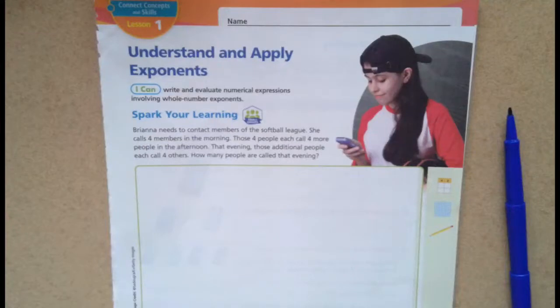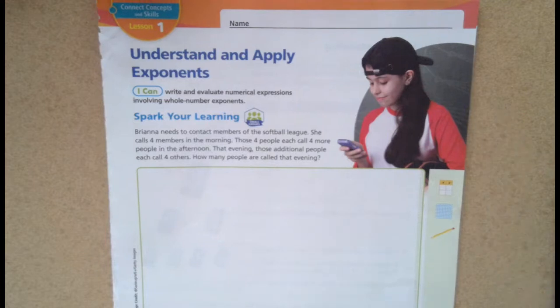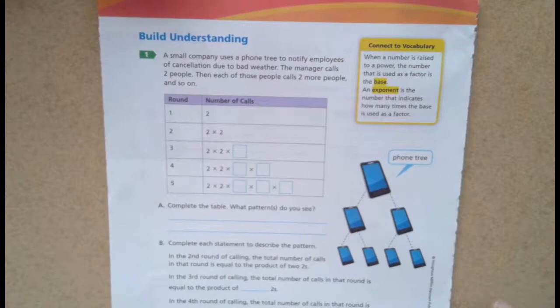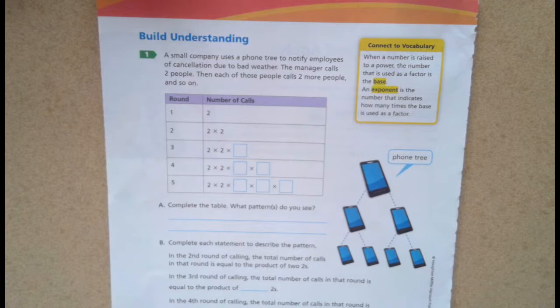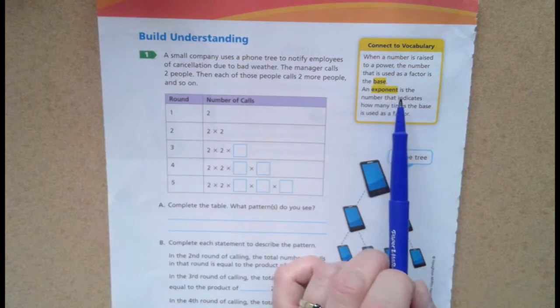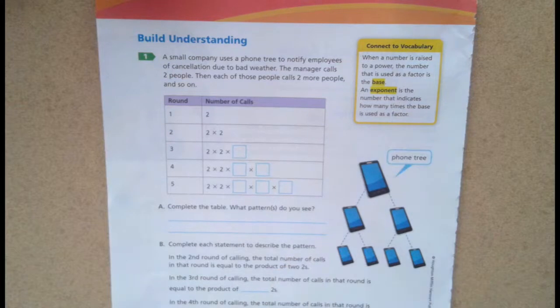Hey, 6th grade. We are going to get started with our first lesson in Module 8, and it is called Understand and Apply Exponents. We are starting on page 234, up at the top where it says Build Understanding. And over here in the right-hand corner, we have a little box where it says Connect to Vocabulary. These are going to be important words from now on in your illustrious math careers.